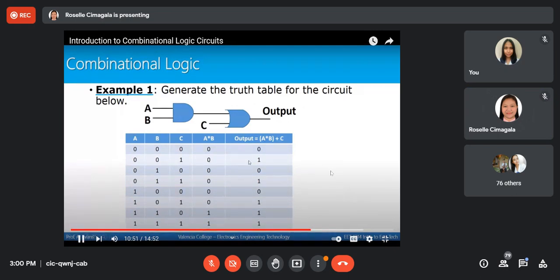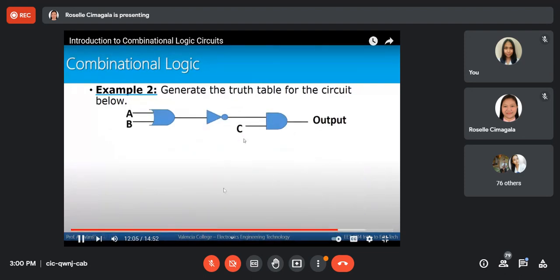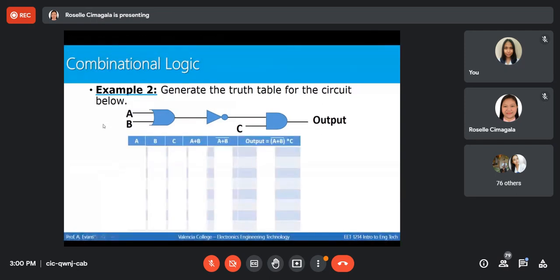Let's look at another example of a combinational logic circuit. So let's make a truth table. For this table, we need our 3 inputs, input A, input B, and input C. Then I have a column for each gate. So I have a column to represent what comes out of the OR gate, a column to represent what comes out of the inverter, and a final column to represent the output.